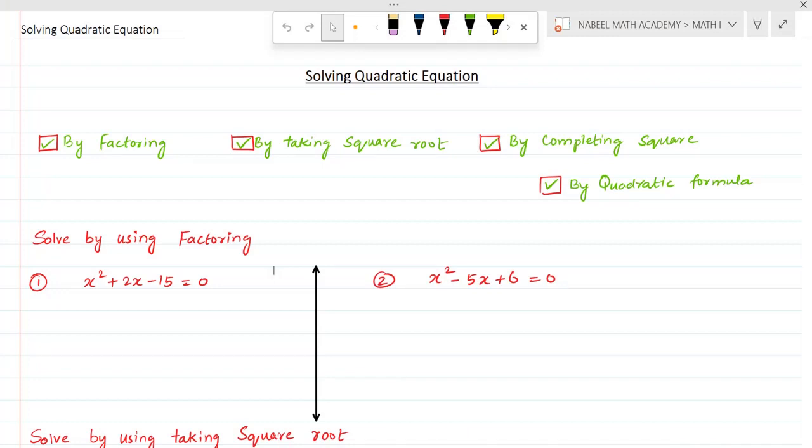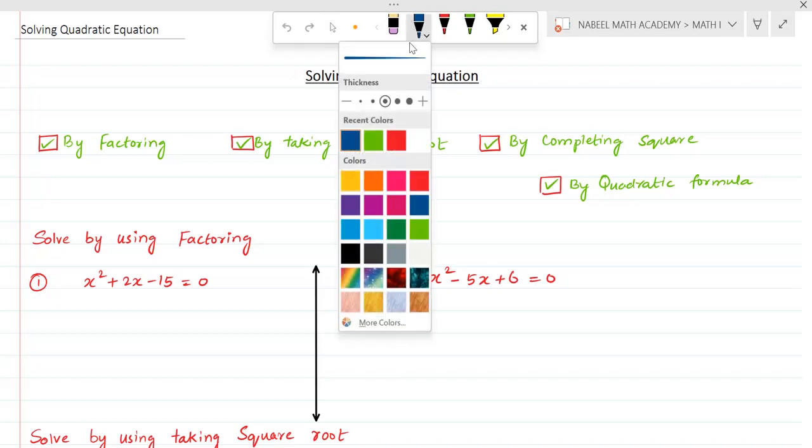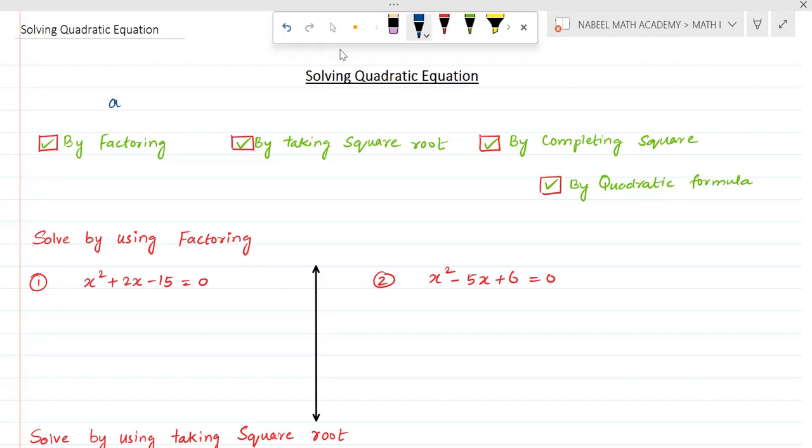In this video, we are going to see how to solve a quadratic equation by using the different techniques. So first of all, what is a quadratic equation? In the equation, you have ax squared, so it is ax squared plus bx plus c equals 0. The condition is that a is not equal to 0. If a equals 0, it becomes a linear equation.